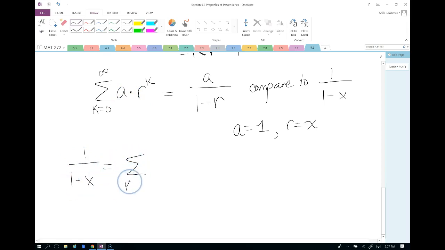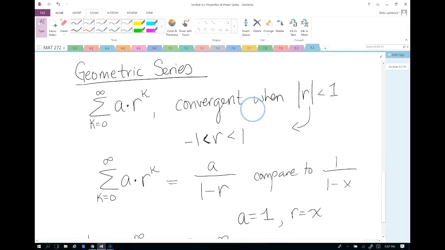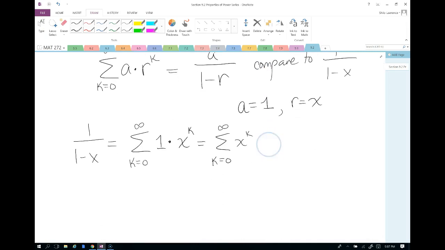So I can go back in and replace them and say 1 over 1 minus x as an infinite power series is 1 times x to the k, or just x to the k. And that's how I was able to generate the terms of that polynomial so quickly, because I already knew what the power series for 1 over 1 minus x looked like.